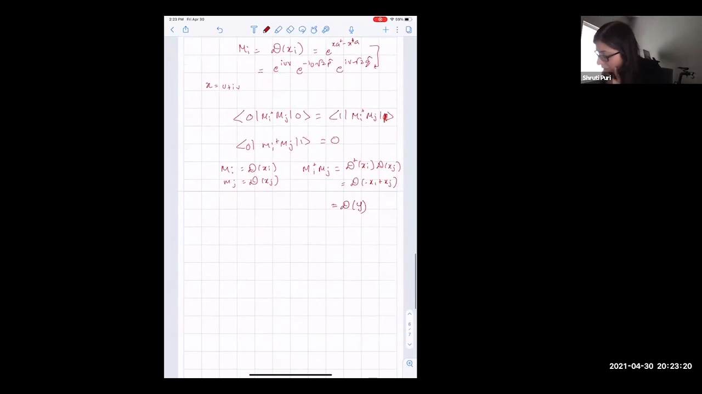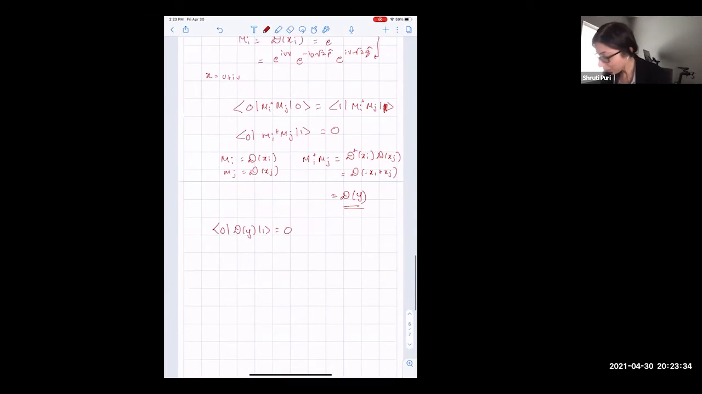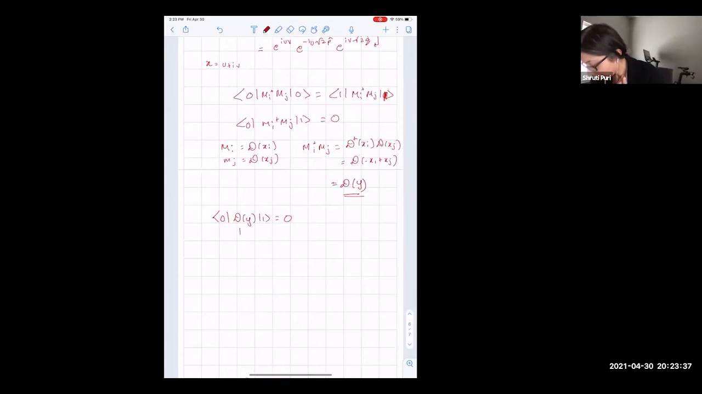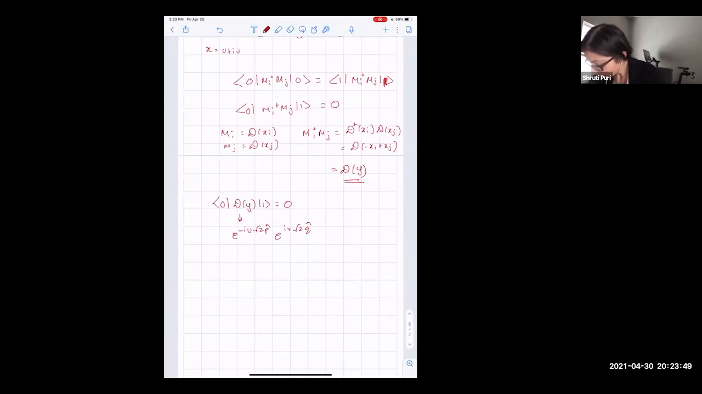Okay, so basically this is just another displacement operator. In effect, I want to find out if and when this condition, for example, can be satisfied or not. Again, I can write this as e to the minus iu square root of 2 P, e to the iv square root of 2 Q. You see that the 1 and 0 states are the eigenstates of the Q operator.